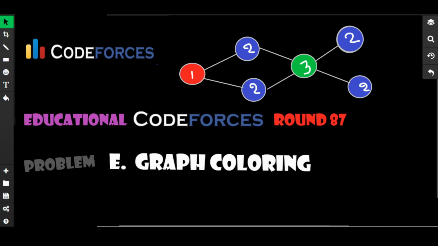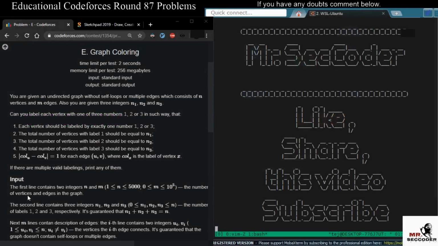In this video, I'm going to explain a solution to Educational Codeforces Round 87 problem E, the graph coloring problem. This is a very exciting problem. Here we use the concepts of bipartite graph, depth first search, and dynamic programming. Today I would like to discuss the solution to this problem. Let's go to the question first and read the graph coloring problem.